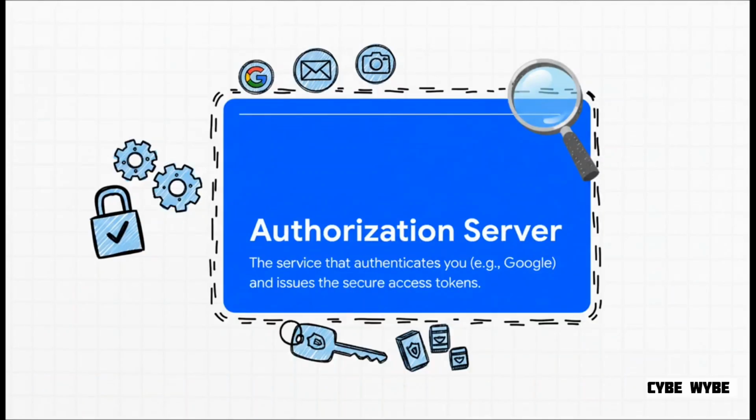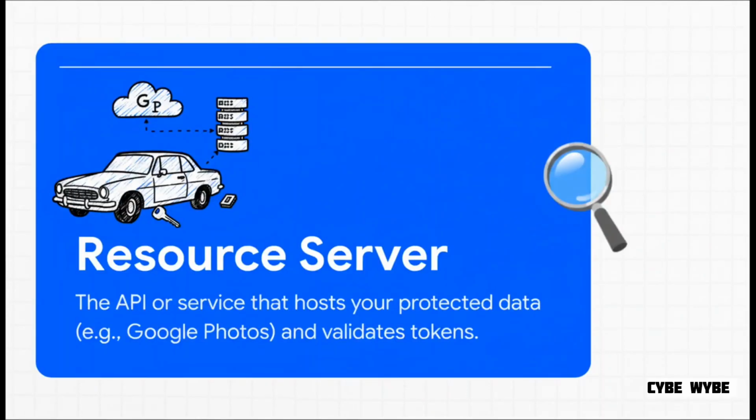Our third player is the authorization server. This is the big, trusted service where your account lives. Think Google, Microsoft, Facebook, you name it. Its job is to know who you are, ask for your permission, and then securely issue those valet keys, which in the real world are called access tokens. You can think of it as the official dealership that verifies you're the real owner before it even thinks about handing out a key.